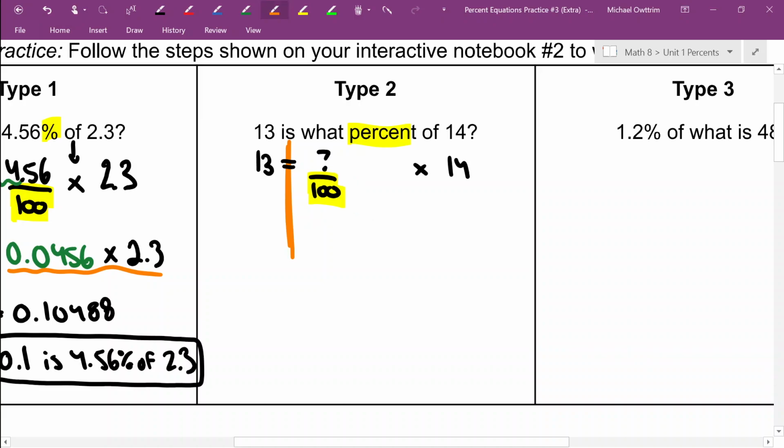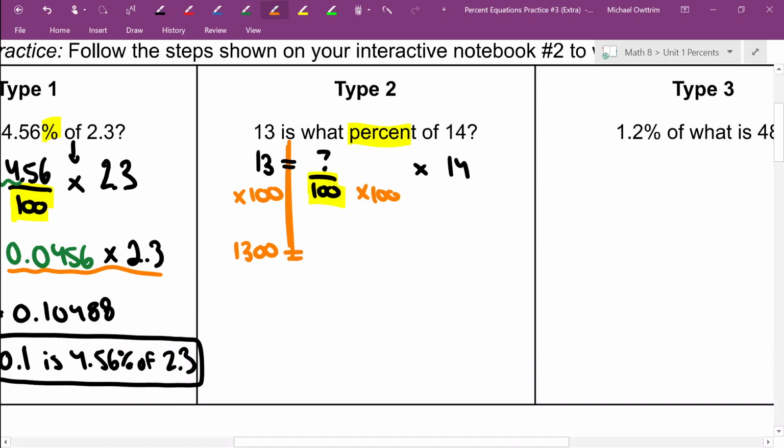And the opposite of dividing is multiplying. So we're going to multiply this side of the equation by 100. Now remember, whatever I do to the right side of the equation or the wall, I have to do to the left side as well. So let's think about what we get there. 13 times 100 is 1300. Then we have our wall, or our equal sign.